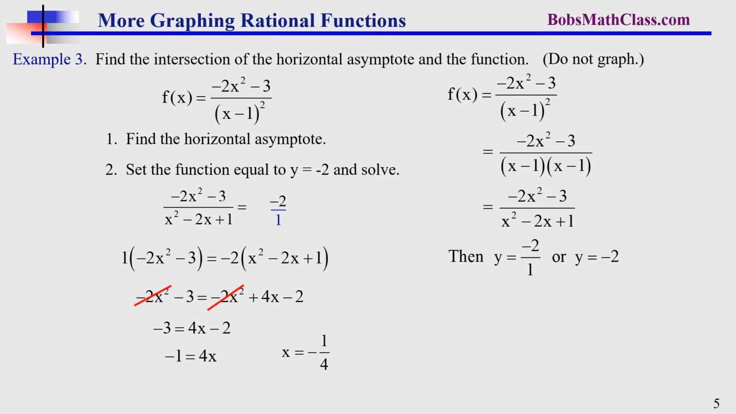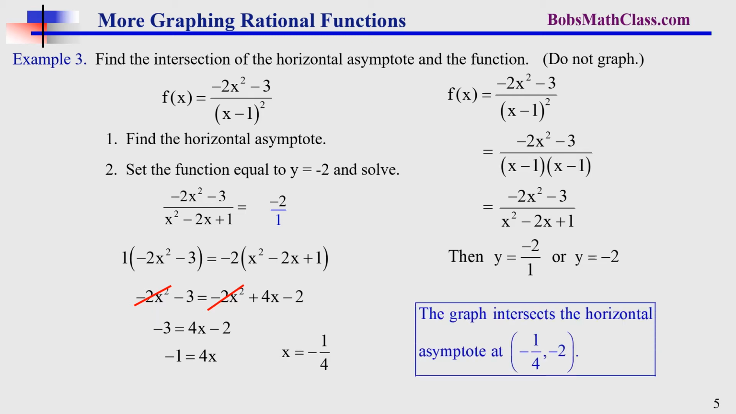And then divide by 4. So our x value is -1/4. So that's where it intersects the horizontal asymptote: (-1/4, -2). It is a little bit of work, I won't lie.